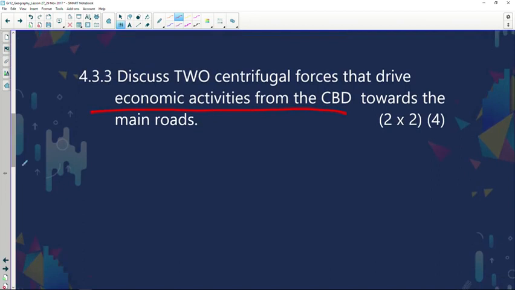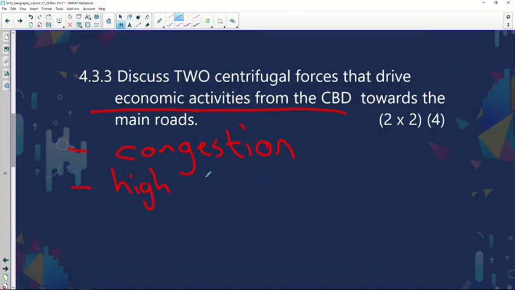Now there's quite a few. Why do people not want to be based in the CBD anymore? First of all, the congestion. If you look at Johannesburg CBD, it's an absolute nightmare to drive because there's so many taxis, so many cars on the roads. So congestion is probably the biggest negative impact on the CBD. And then a second reason is how expensive the land is over there. How expensive it is to own a shop or a business or retail space over there. So because of the high land values, it's too expensive, so people want to decentralize.